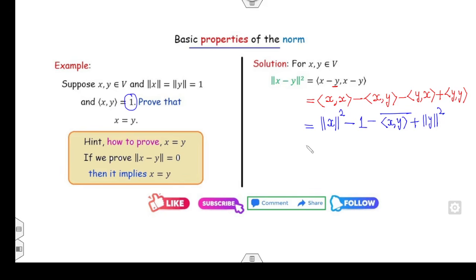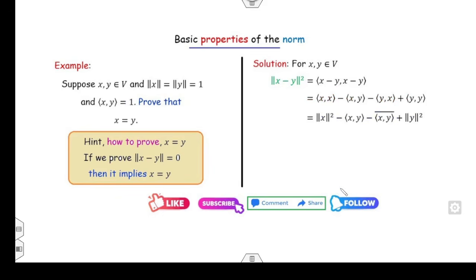Fine. Now you can substitute the value. Norm of x is 1. It's 1 square minus 1 complex conjugate of 1 plus 1 square. Because 1 is a real number, fine, the complex conjugate of 1 is again 1, plus 1. So you can see that number will be 0. So the left side, norm of x minus y, is 0. Hence x is equal to y, which is the required proof.